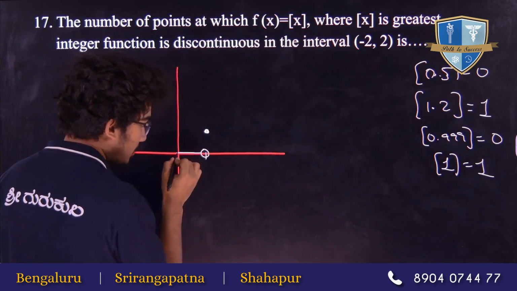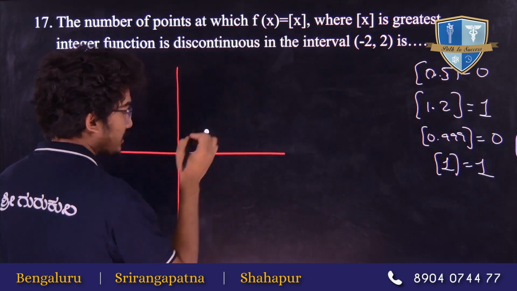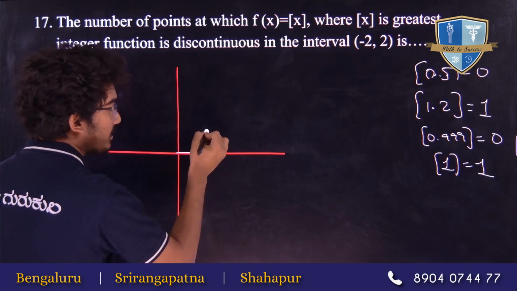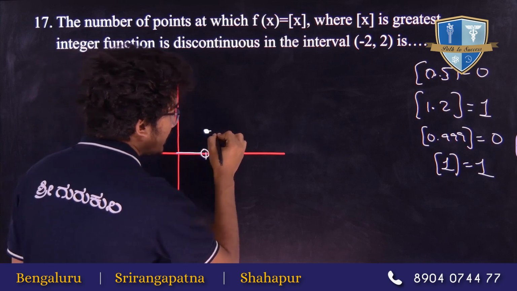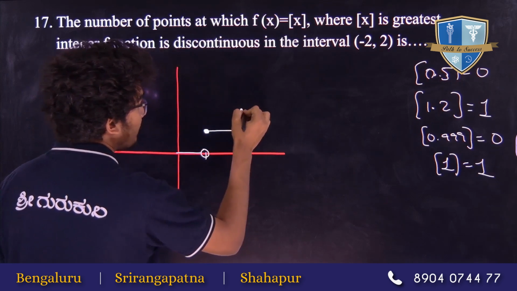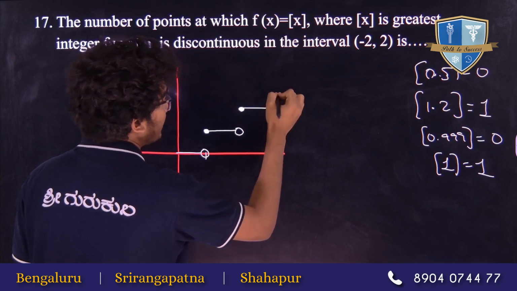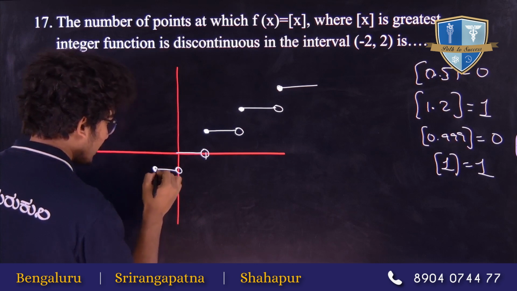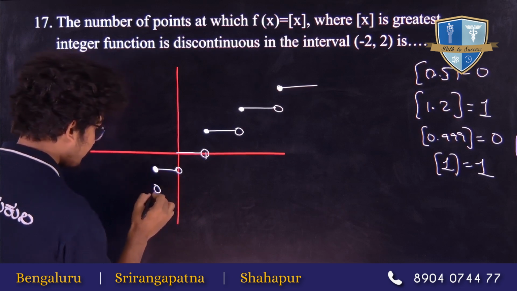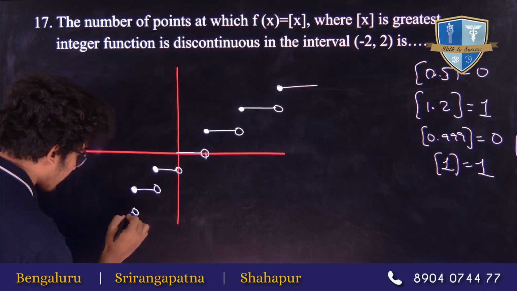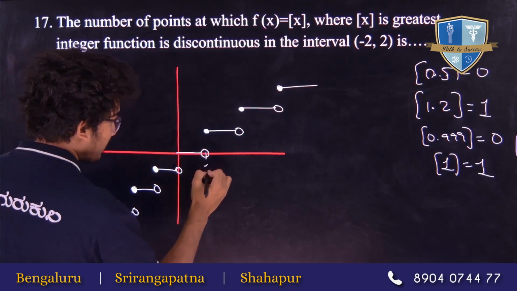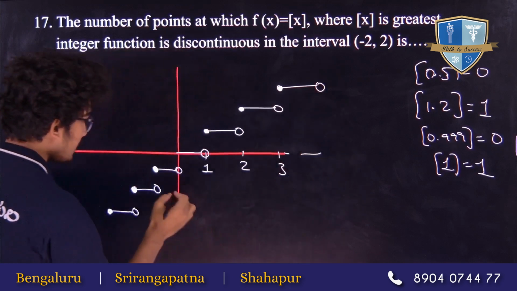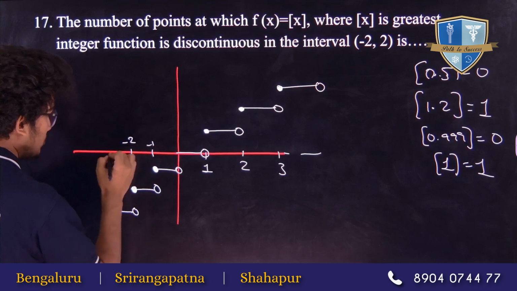So for the greatest integer function, for 0.99 as well, it will give 0. But as soon as it becomes 1, it gives us the value 1. And it will give 1 till we get 2. At 2, it will give 2, and at 3, it will give 3, and so on. Similarly, on the back side, it will also give like this, correct? So this is 0, this is 1, this is 2, 3, and so on. This will be -1, -2, -3.